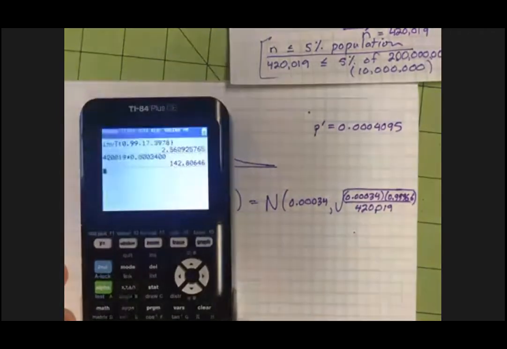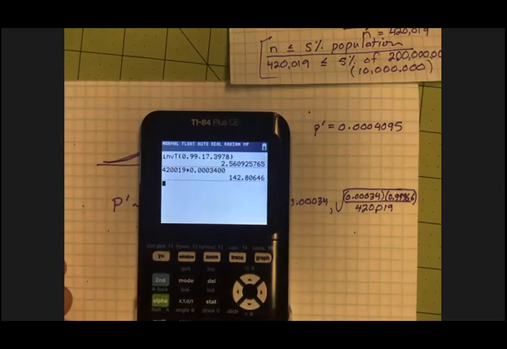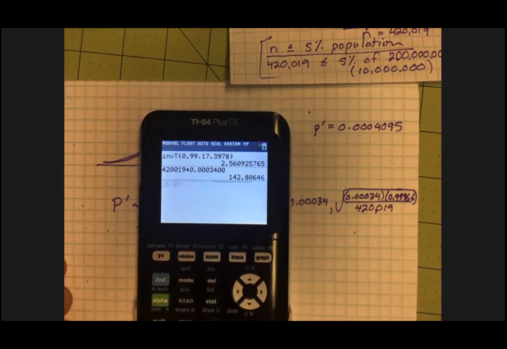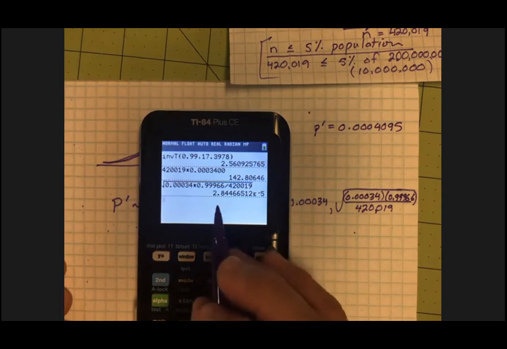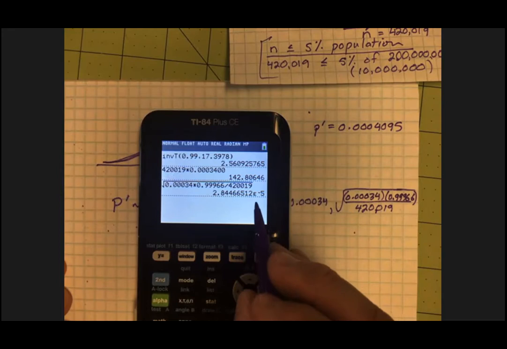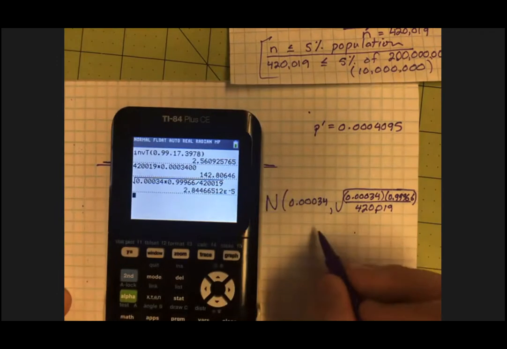I'll just bring this up on my calculator. I'll switch to screen calculator in a second. But what is the square root of 0.00034 times 0.99966 divided by 420,019? You get the right number of zeros in there. That's 2.84466 times 10 to the negative fifth. I'll remind you how to switch this.